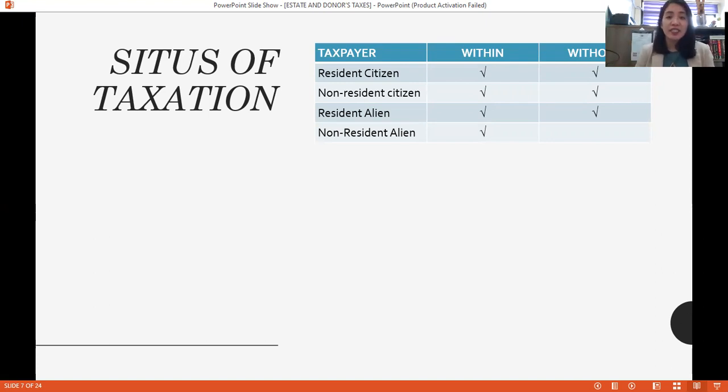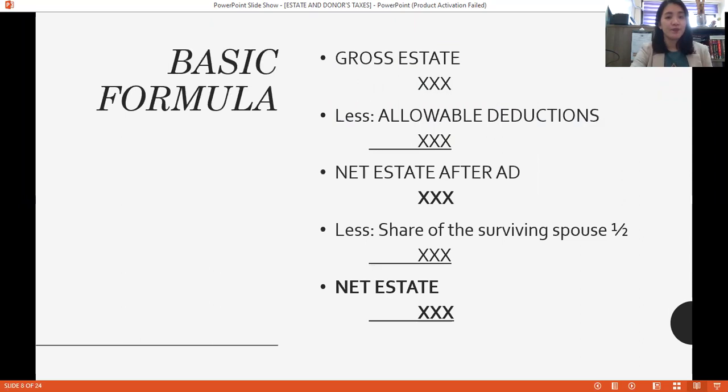Kung ikaw naman ay resident alien, meaning you are a foreigner, pero you are residing in the Philippines, so lahat ng properties mo within and without are subject to estate tax in the Philippines. Pag ikaw naman ay non-resident alien, meaning you are a foreigner and you are not a resident of the Philippines but you have properties in the Philippines, then yung mga properties mo within the Philippines will be subject to estate tax. Pero yung mga properties mo outside the Philippines are not subject to estate tax.